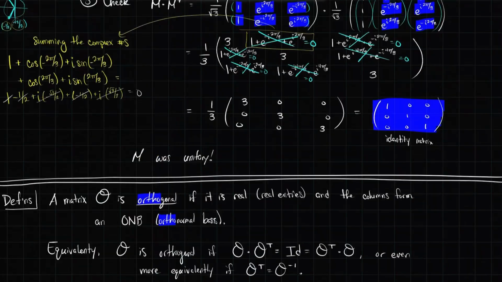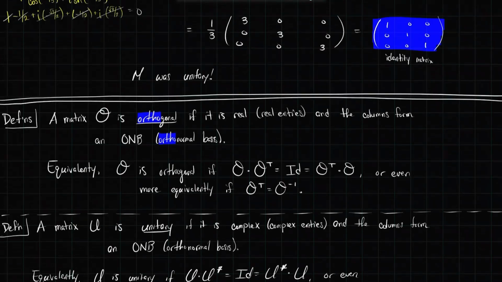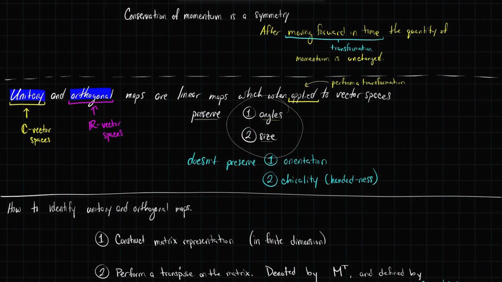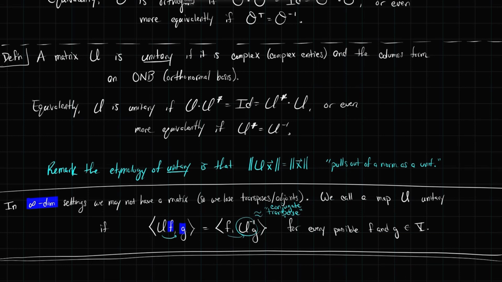It's pretty cool. These are the matrices which define all of the transformations which preserve our angles and size physically. So if we're talking about, even in 3 dimensions, every rotation in 3 dimensions, because it preserves angles and size, you know that the matrix corresponds to an orthogonal operator.